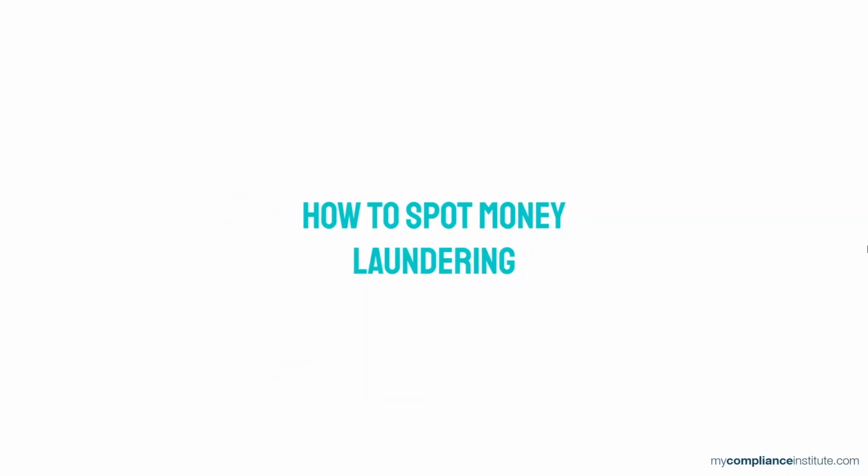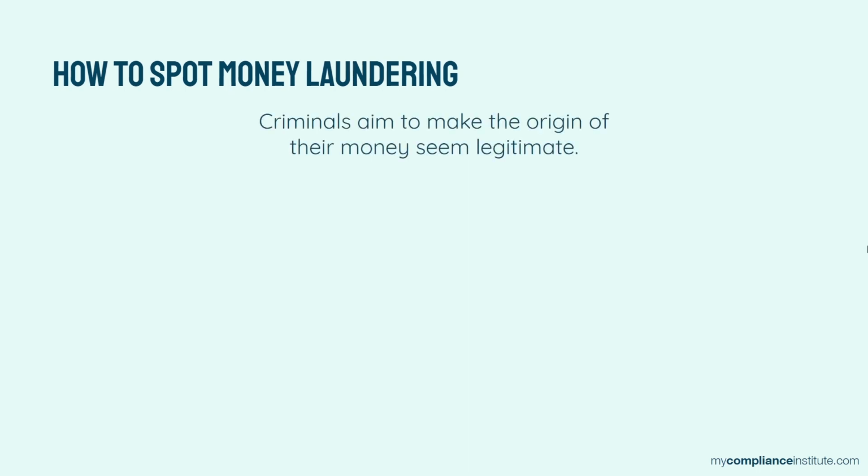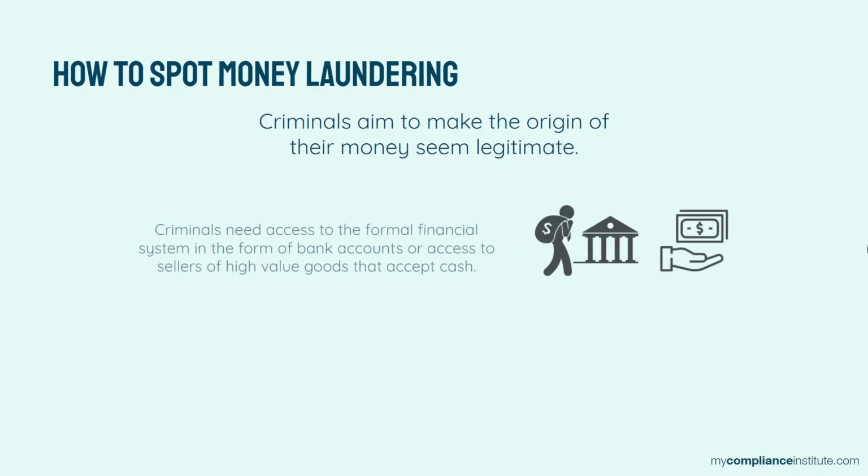Now, let's focus on how to spot money laundering. As mentioned in our previous lessons, criminals aim to make the origin of their money seem legitimate. Therefore, as part of their money laundering scheme, they need access to the formal financial system in the form of bank accounts or access to sellers of high-value goods that accept cash.